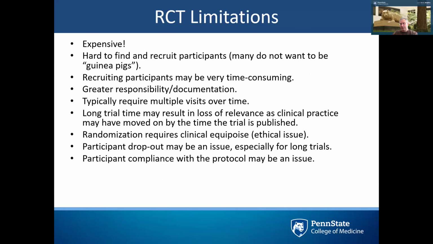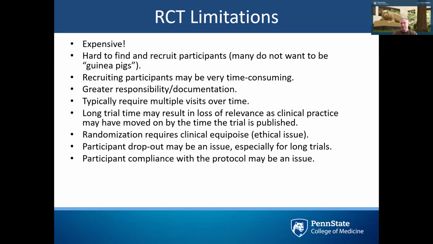But what are some limitations of RCTs? They're expensive. They can be very expensive. They can be very hard to recruit patients for. Many people don't want to be a guinea pig. A lot of studies will randomize people to an active treatment and a placebo. And a lot of people don't want to be randomized, but hate the chance to be randomized to a placebo group.